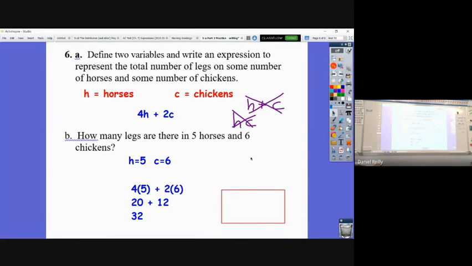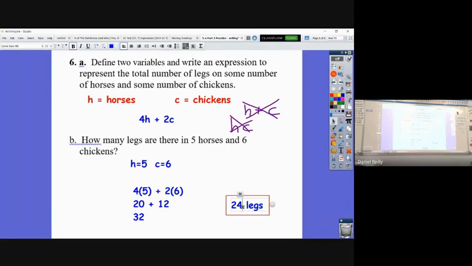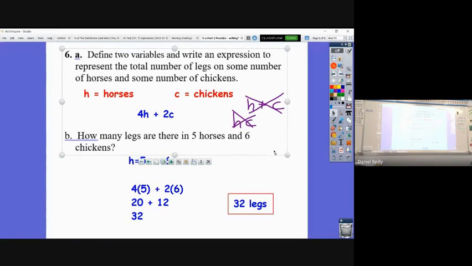It's a real world problem, so there needs to be a word in the answer. 32 legs, not 24 legs. Oh, crud. Did you not put legs? Happens. Can I do that now? Sure.